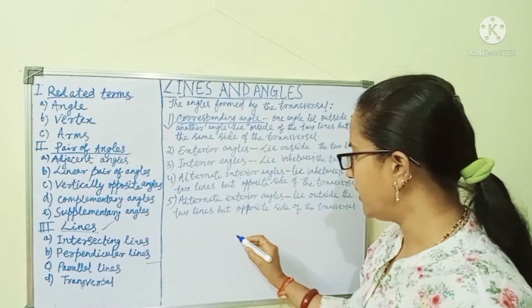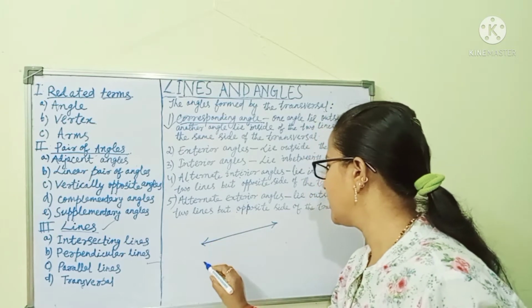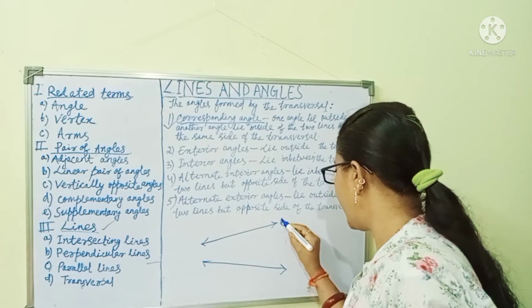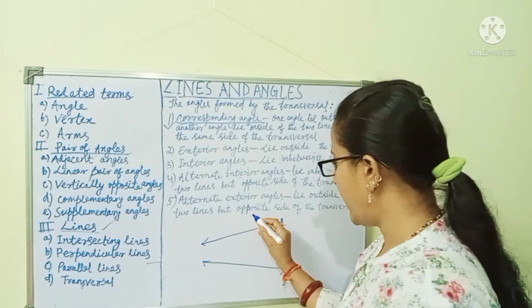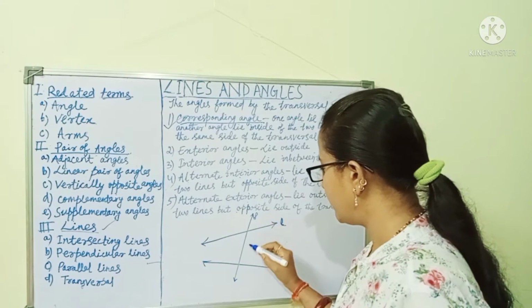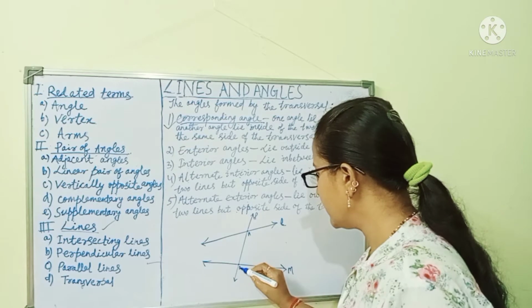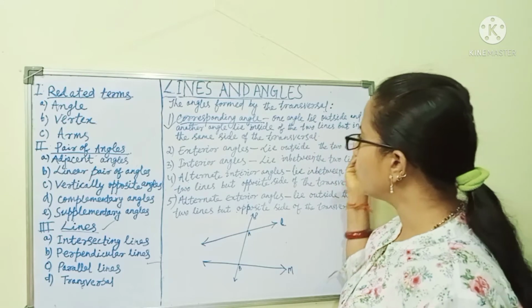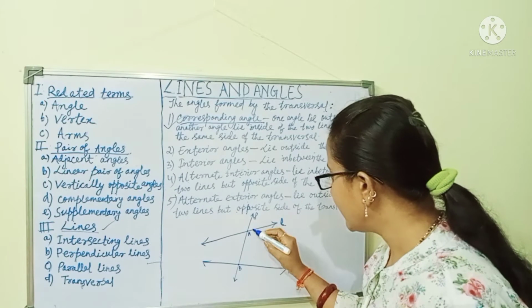For the corresponding angles, if I consider two lines, any two lines, let's take L and M. L and M are two lines and this is the transversal P, meeting at the points A and B. So what are the corresponding angles? One angle lies outside and another angle lies inside of the two lines.